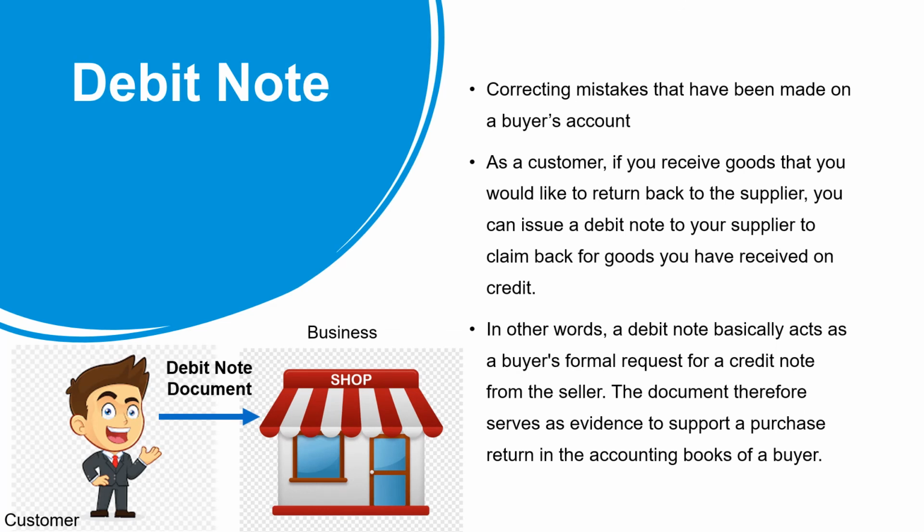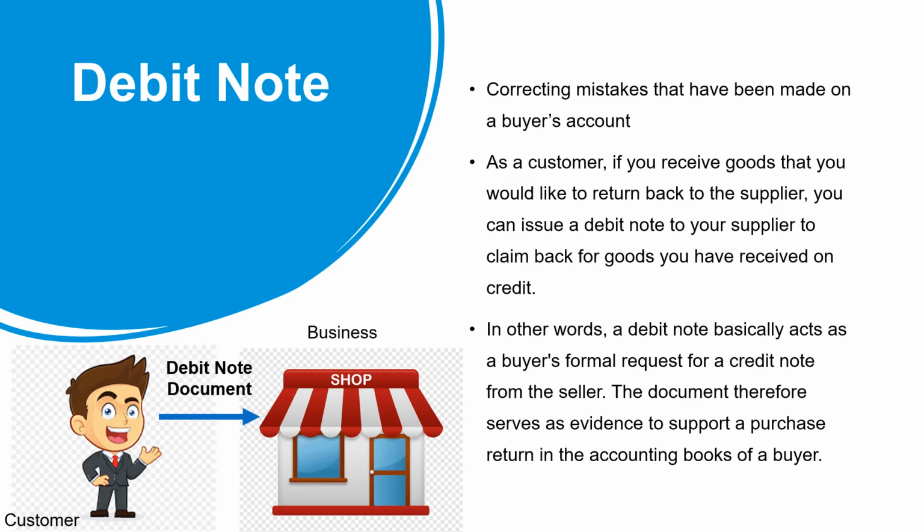Debit note is another important document that we see in this trading process. Debit notes are issued by the customer to the business. This is issued to correct mistakes that have been made on the buyer's account. As a customer, if you receive goods that you would like to return to the supplier, you can issue a debit note to your supplier to claim back for goods you have received on credit. So simply, when you are returning these goods, you are asking companies to pay your money back.